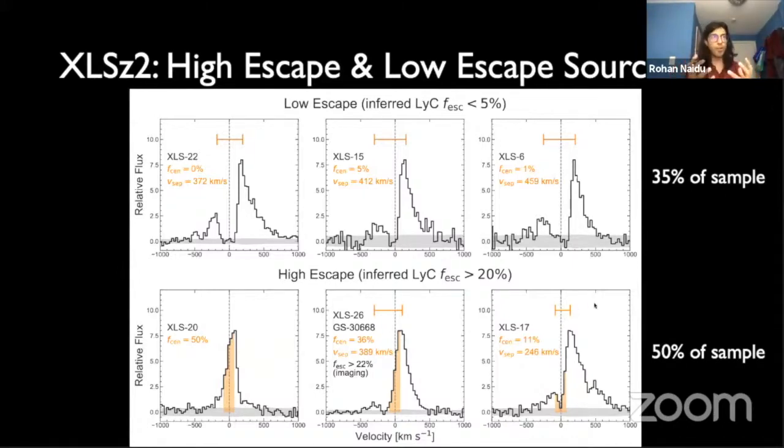And so now what we want to do is set up this very controlled kind of A/B test where we have all these low escape sources and these high escape sources. We want to stack them and study the spectral features that emerge in the median stacks. This is what the stack looks like for Lyman alpha.